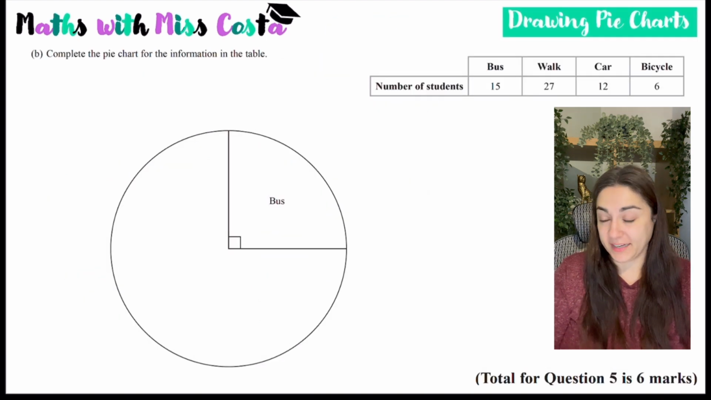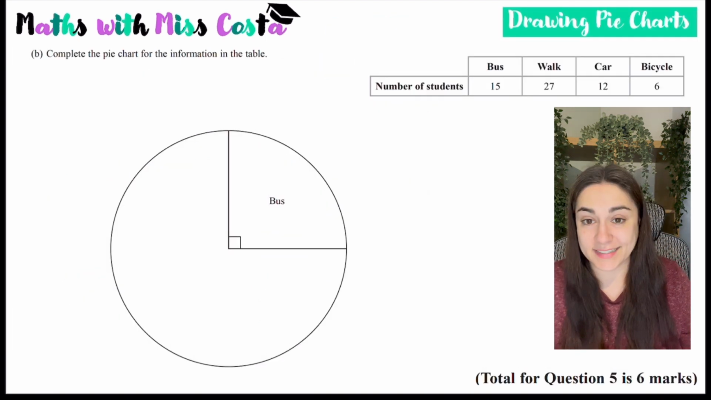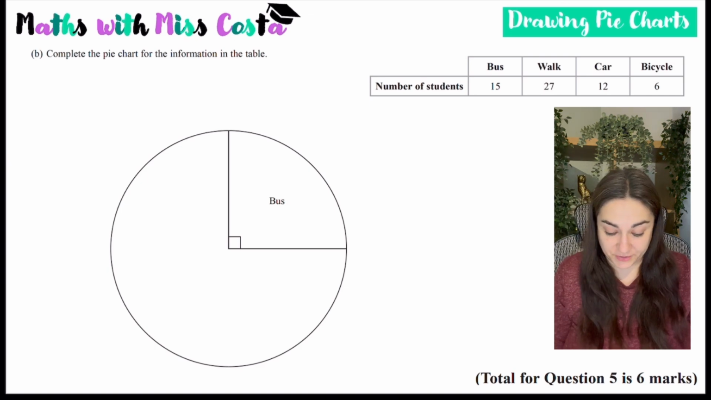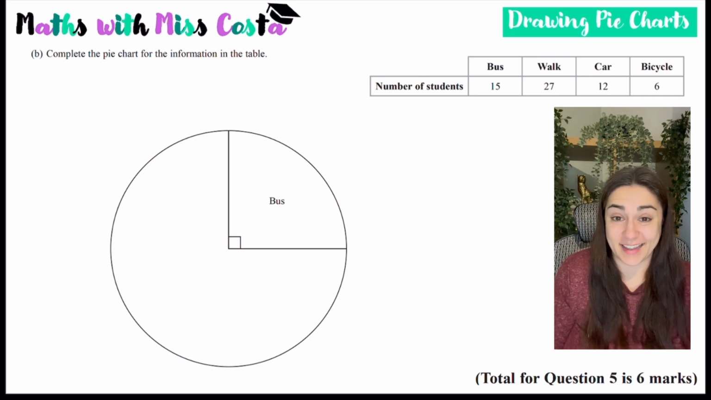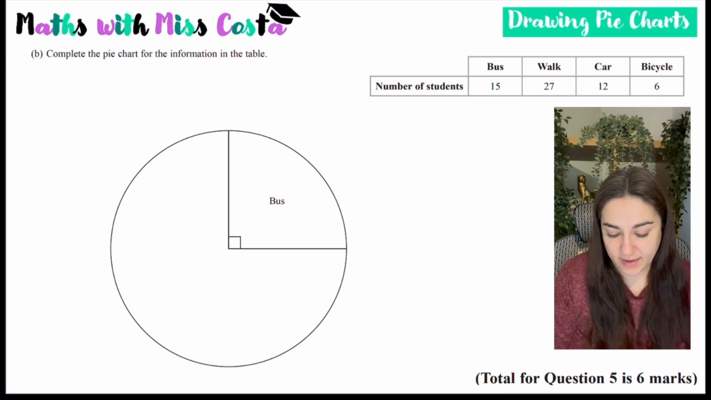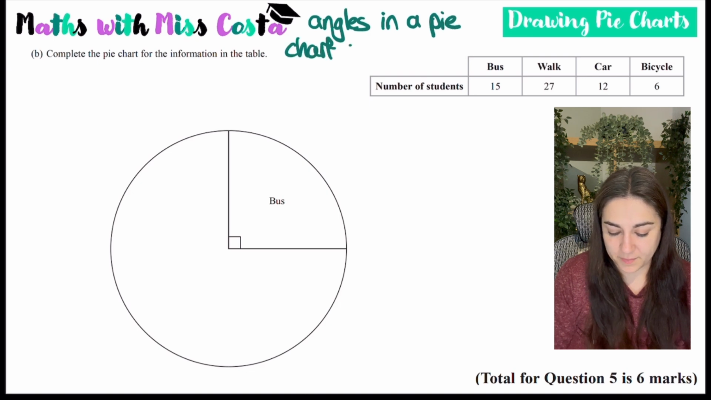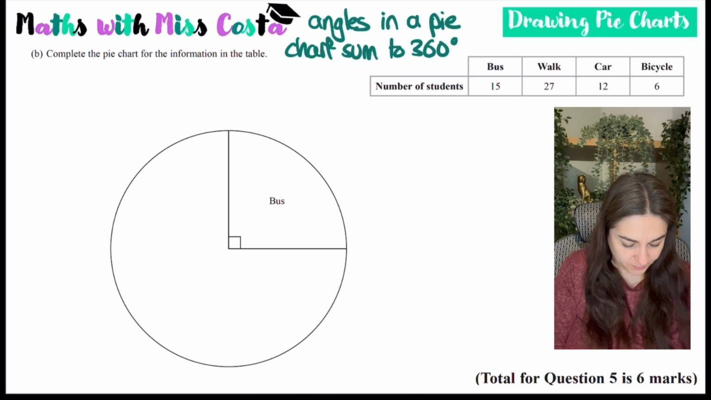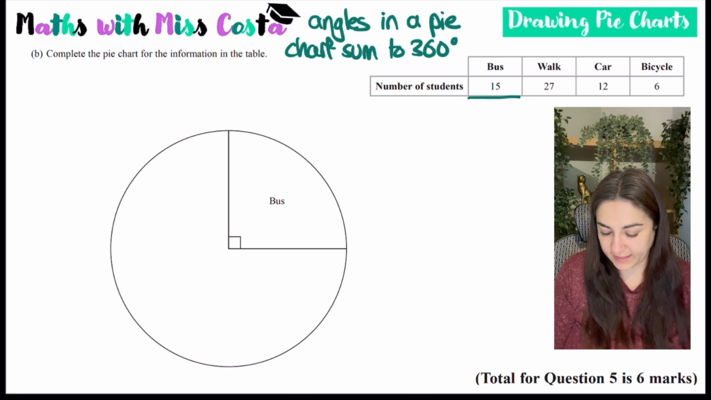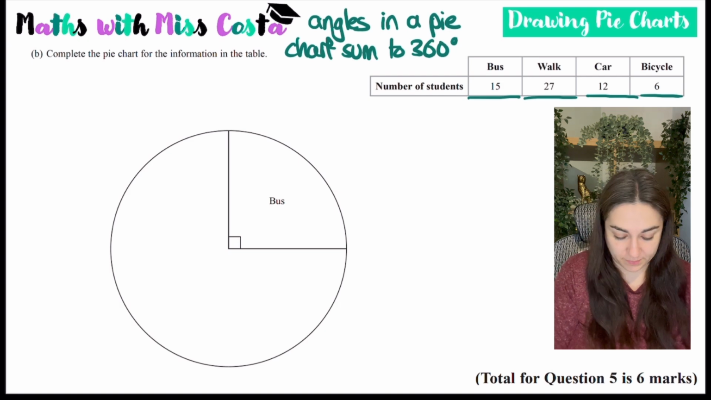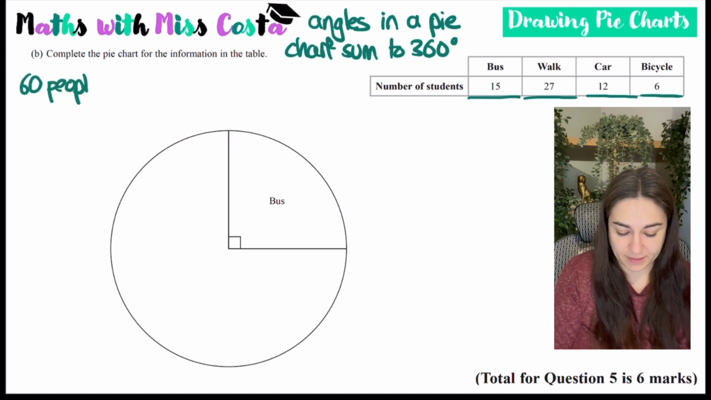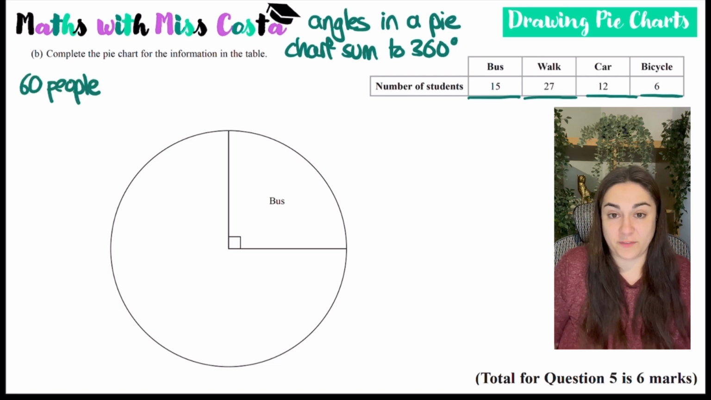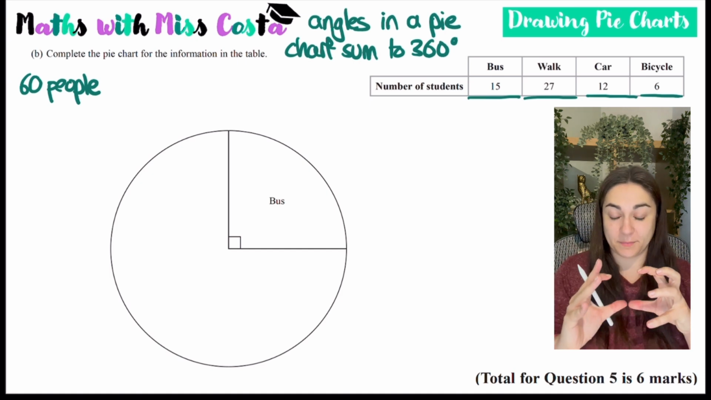Then I've got a pie chart, and I am asked to complete it. So when you want to complete a pie chart, the key thing to remember is that angles in a circle add up to 360. So angles in a pie chart sum to 360 degrees. And we were told, how many people were we told? In this table, the total amount of people is 60. So there's 60 people altogether, and we want to fit 60 people into equal sectors in my pie chart.